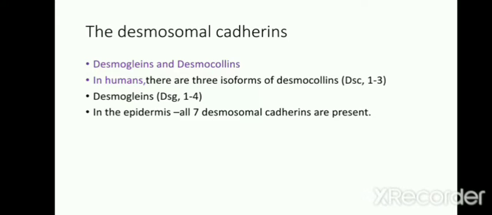And next, the desmosomal cadherins. The desmosomal cadherins are of two types, desmogleins and desmocollins. Desmogleins are denoted as DSGs, and desmocollins as DSCs. In humans, there are three isoforms of desmocollins and four isoforms of desmogleins.